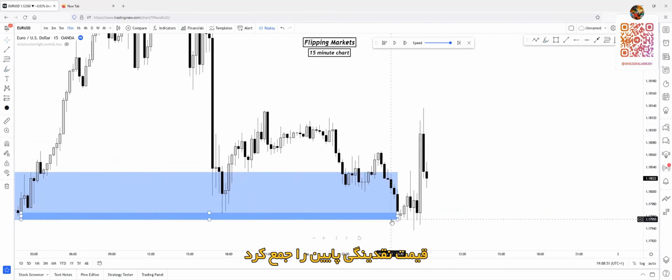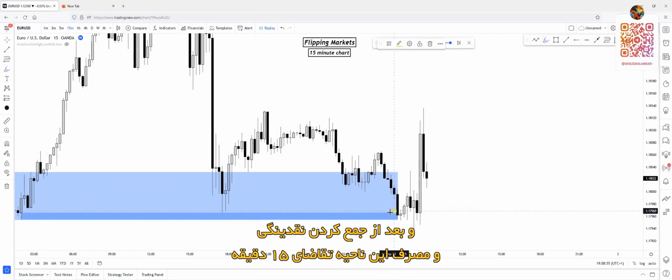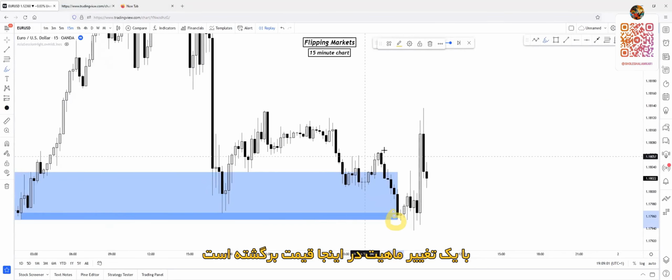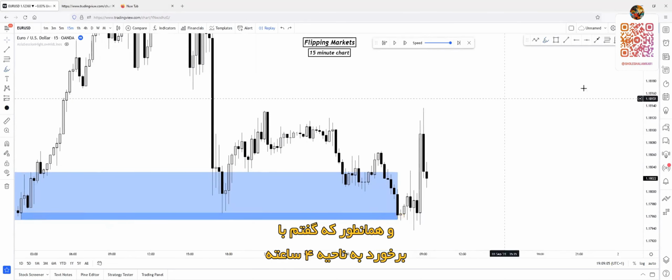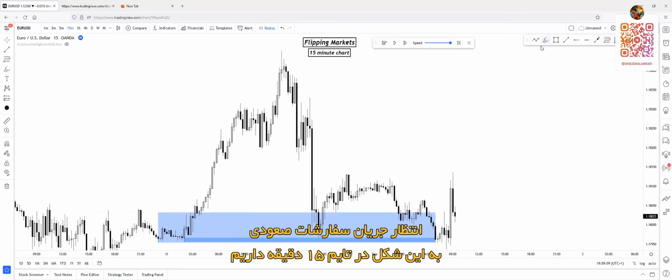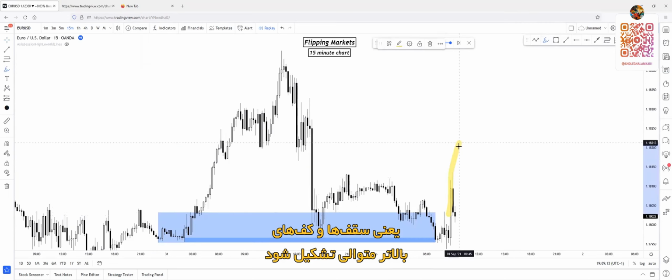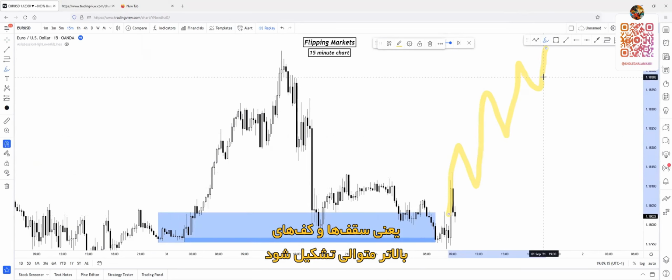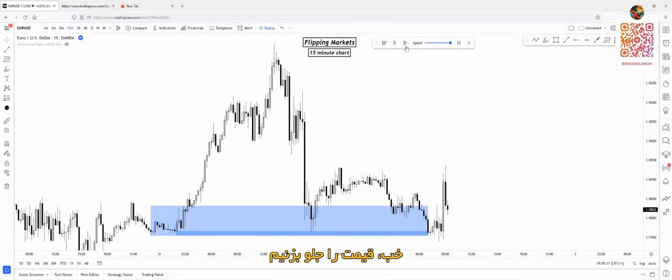Price swept the liquidity to the downside, as you can see with this movement. And after a liquidity sweep and the mitigation of this 15-minute POI, this 15-minute demand zone, price reversed to the upside with a change of character here. And as I said, after the 4-hour demand tap, we'll expect the same order flow, the bullish order flow, on the 15-minute chart, so creating a series of higher highs and higher lows.